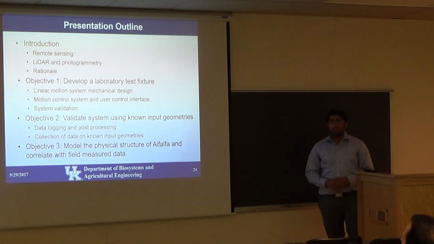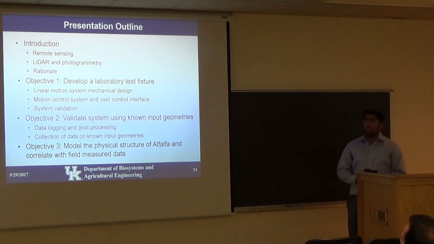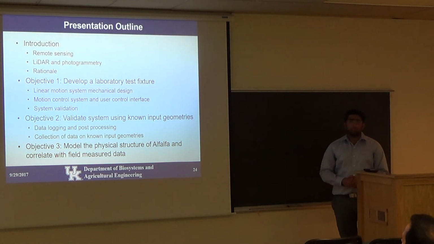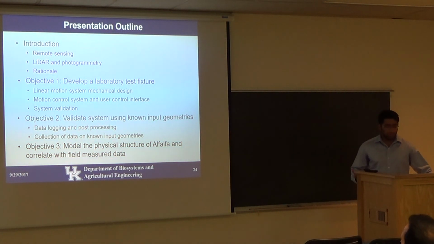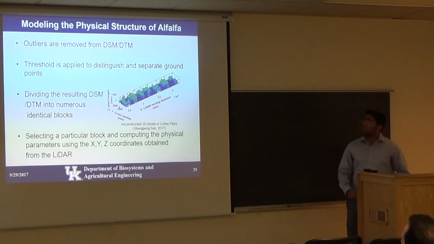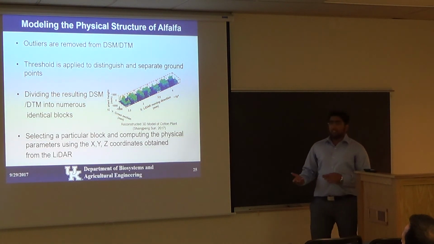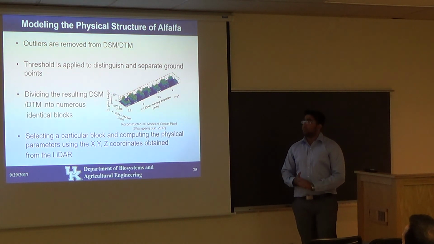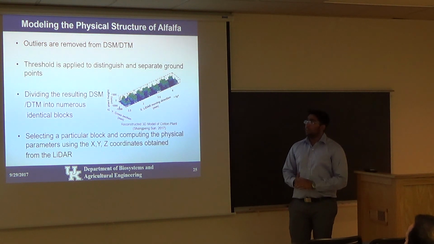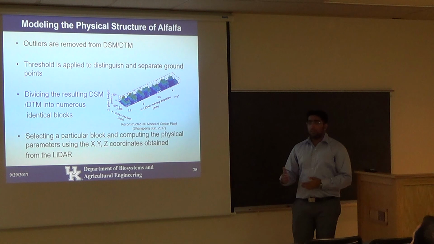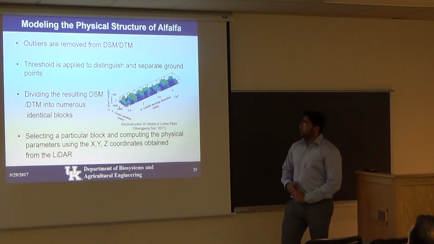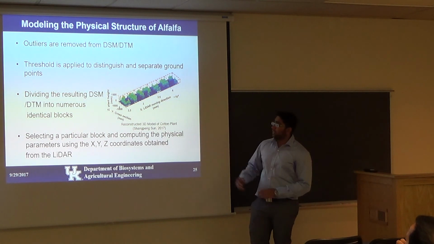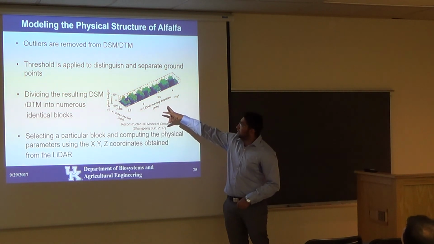The last one I'll be talking about is Objective 3, which is modeling the alfalfa in the field and validating it against field-measured data. After you get the DSM and DTM from the data post-processing, you remove some outliers and apply a threshold to separate the ground points from the plant-related points. Then you divide the resulting DSM and DTM into numerous identical blocks.